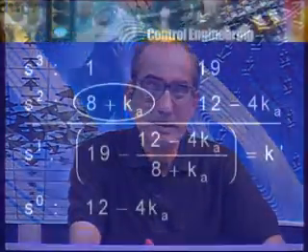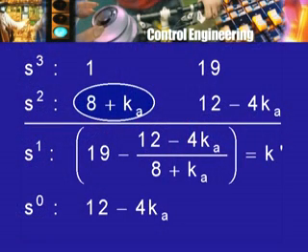So, with the table construction, I start with my s cubed row, because the degree of the polynomial is 3. So, for s cubed, the coefficients are 1 and 19; for s squared, I have 8 plus Ka, and the second entry is 12 minus 4 times Ka. This is an odd polynomial, s cubed plus 19s. This is an even polynomial, 8 plus Ka into s squared plus 12 minus 4 Ka. Next step, this is the pivot element, s to the power 1. I will get only one entry, and what will that entry be? This into this minus this into this, divided by the pivot.